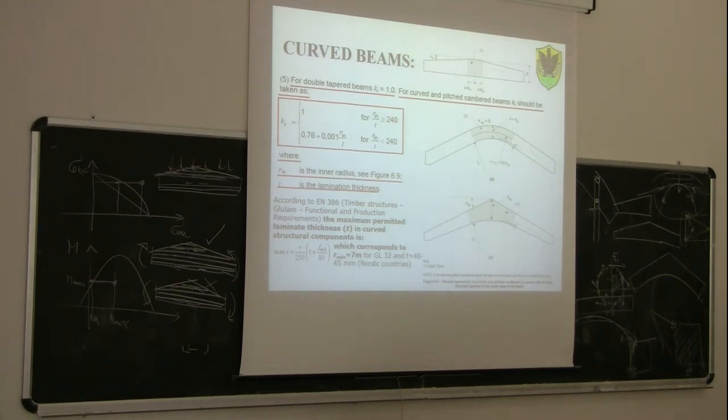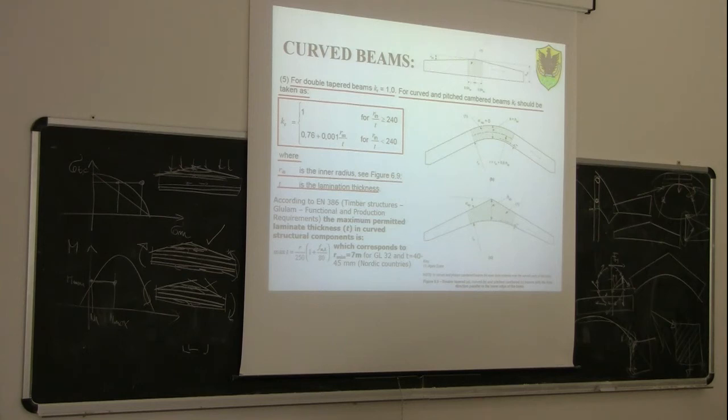You see here, for example, that for GL32 and 40 millimeter thick lamination, so for a board which is 40 millimeter thick, which is the most common one, the minimum radius is 7 meters. So we can't go below 7 meters. Okay?